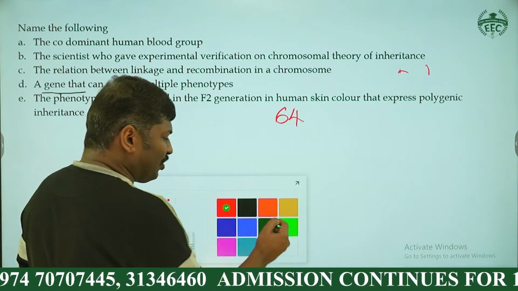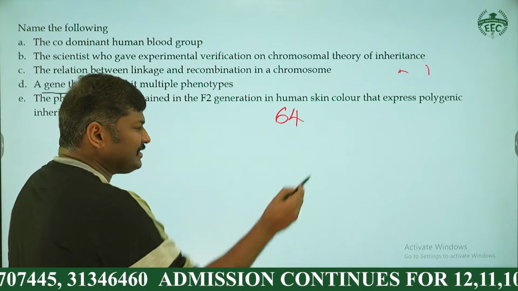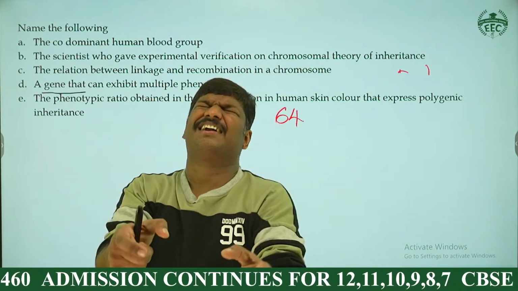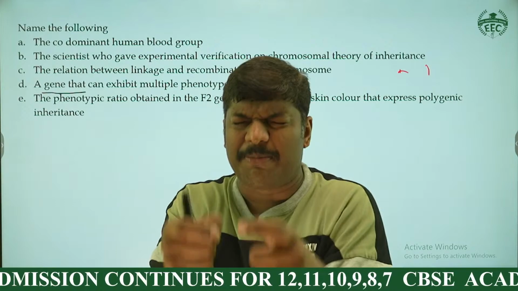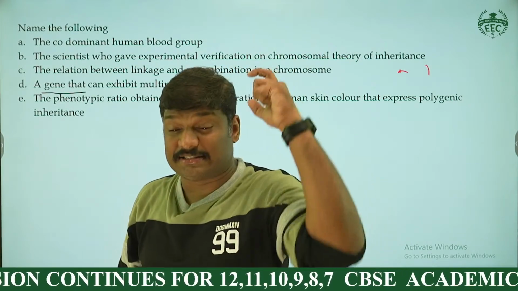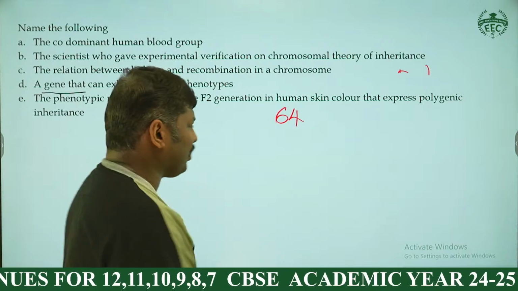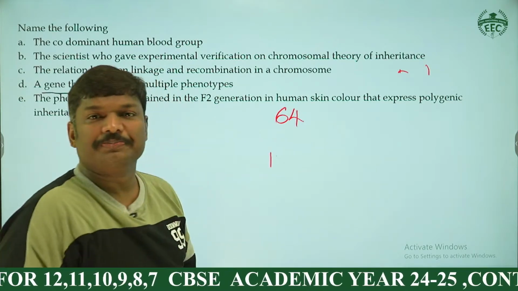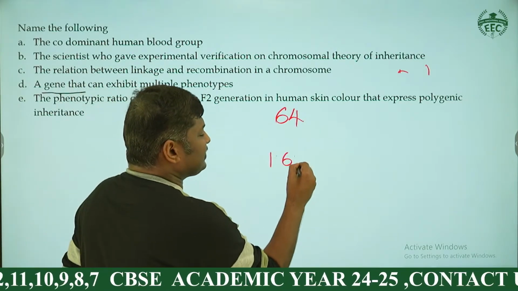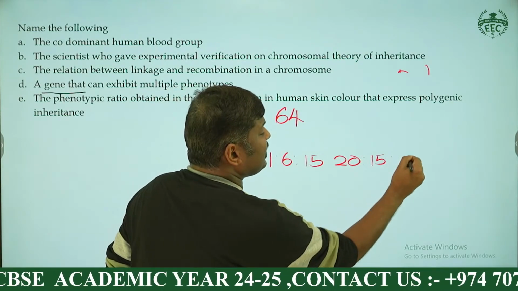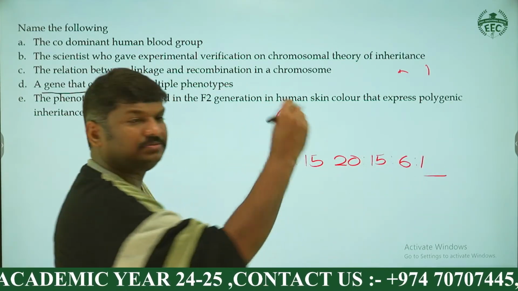The ratio is not given in the textbook, my dear students, so please note it down. The skin color in human beings is the best example for polygenic inheritance. There are 64 boxes in the F2 generation, and the ratio is 1 is to 6 is to 15 is to 20 is to 15 is to 6 is to 1.